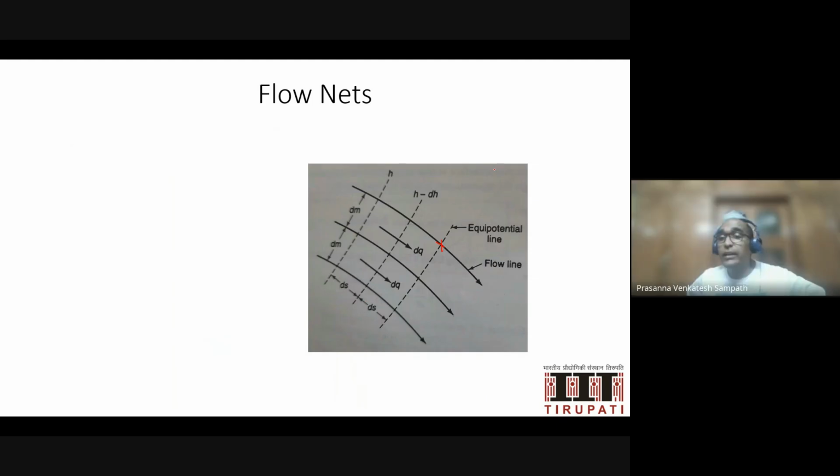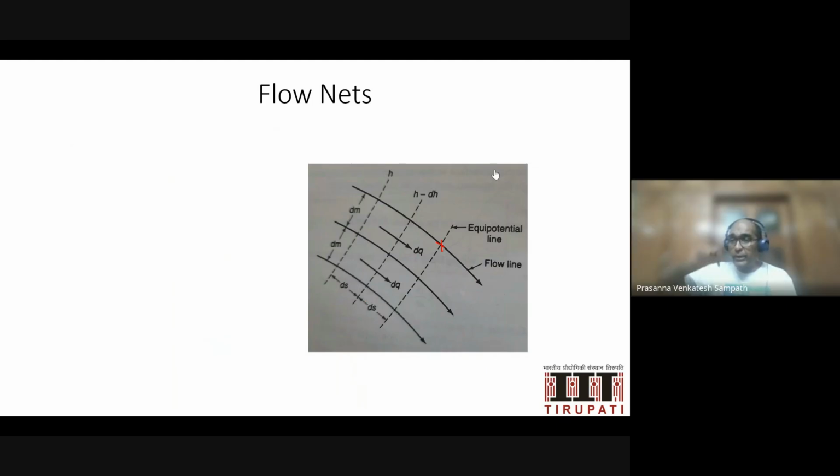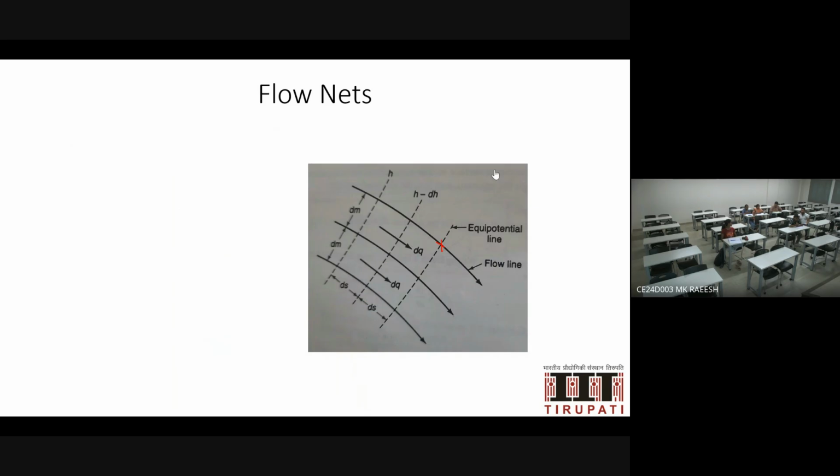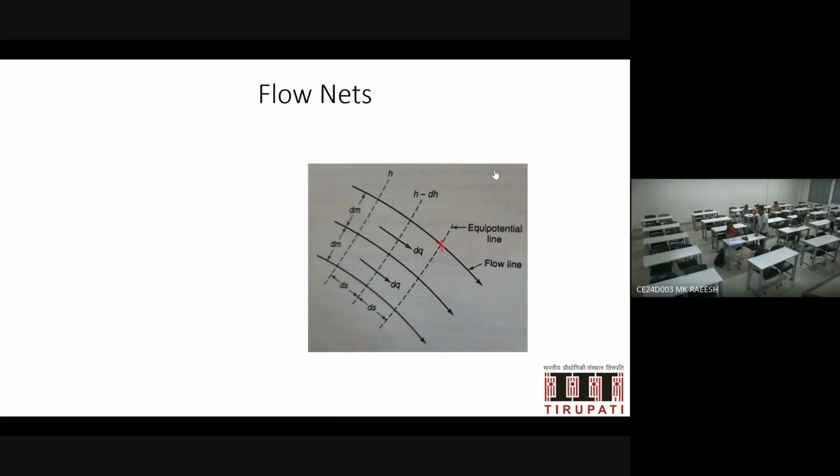All right. So at any one of these points where I've drawn an X, at the flow line that intersects the equipotential line, what will the gradient be in the direction perpendicular to the flow line? Zero. Why will it be zero?